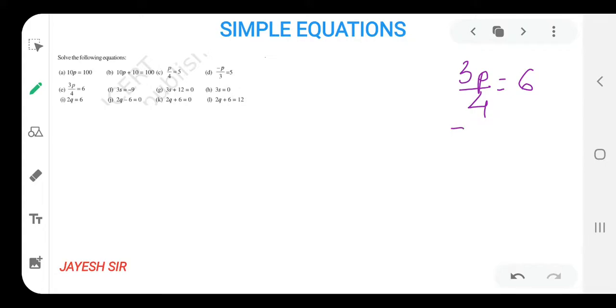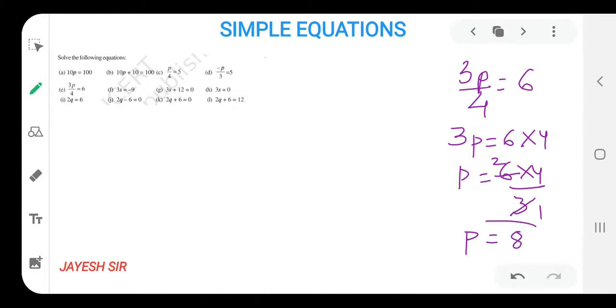Here p is multiplied by 3, and 4 is in division. After going to that side it will become multiplication. And don't try to multiply, because I have already suggested and told you that each and everything is made easy. Here 3 was in multiplication. After going to this side it will become division, so it could be cancelled. 3 ones are 3, 3 twos are 6. So the value for p we will obtain over here as 8.